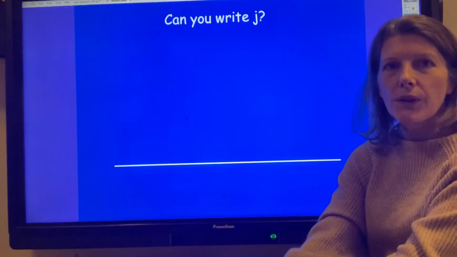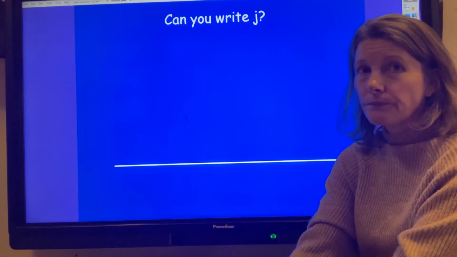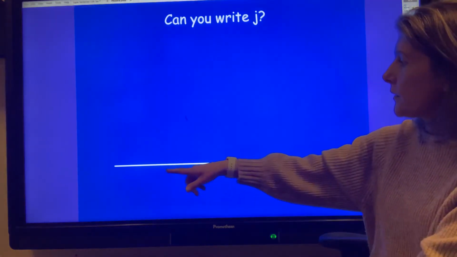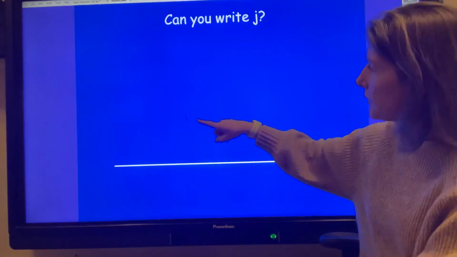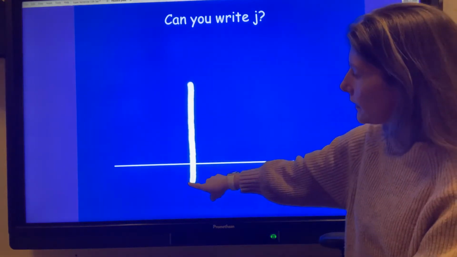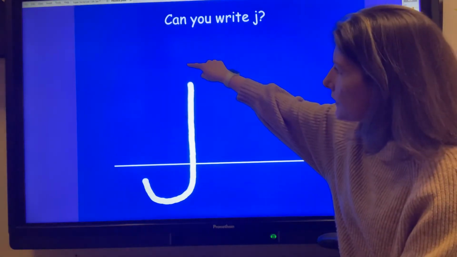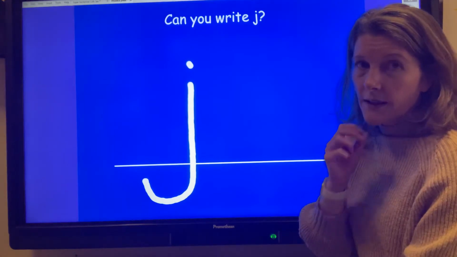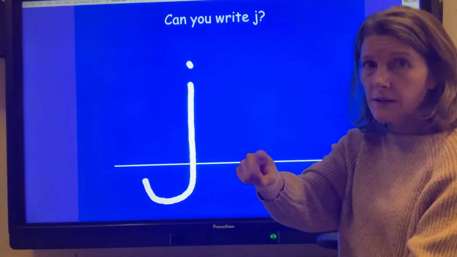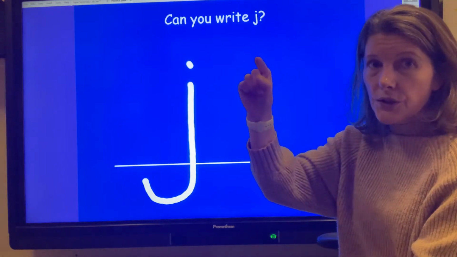So we've come to how to write the J grapheme. Okay, so watch carefully. This is one. So our line is down here. We start above the line. We go down, curl it around under the line, lift and dot. Can you do that in the air? So we go down, curl it around, lift and dot.